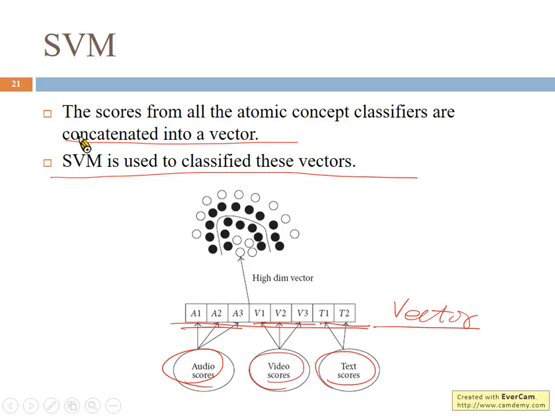Therefore, from the introduction mentioned above, we can use SVM to model static concepts. We can also use SVM to model high-level and complex concepts. So the difference is, for modeling the atomic static concept, the input is the low-level features. For modeling high-level concepts, the input is concept scores.